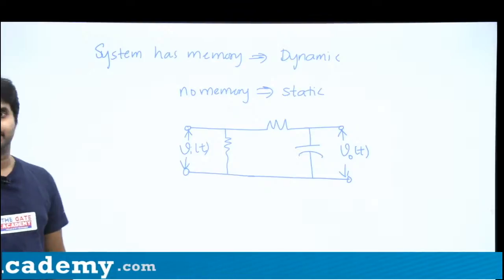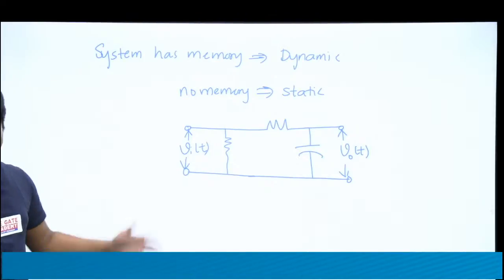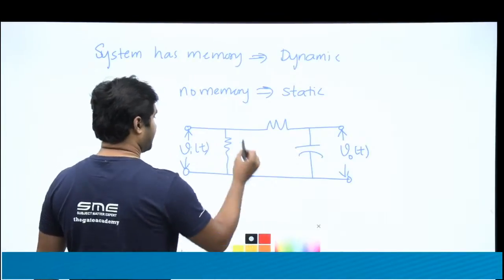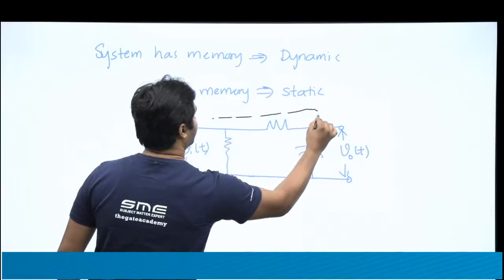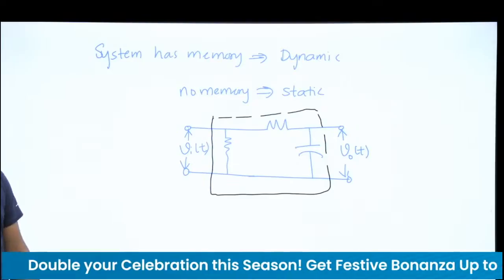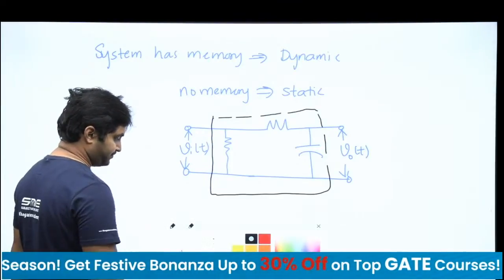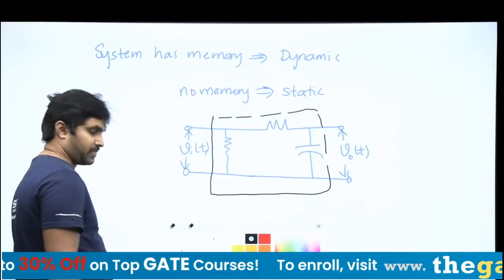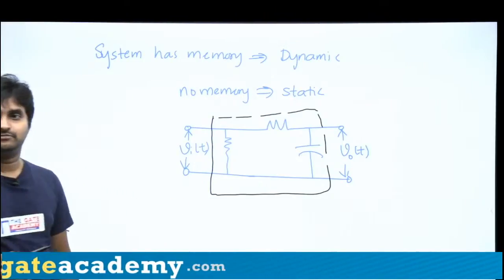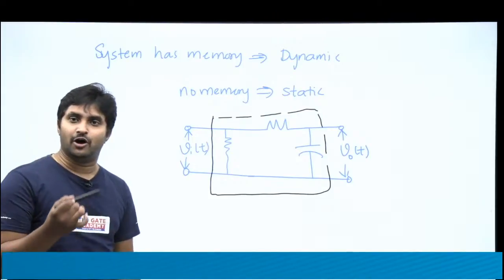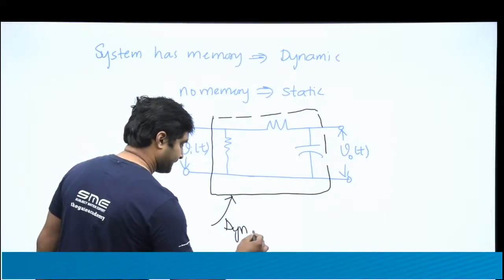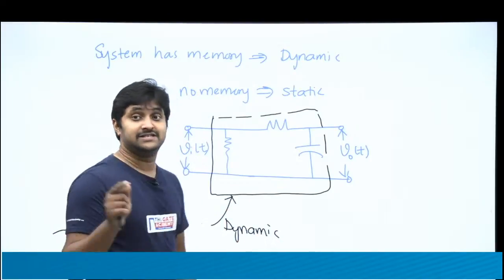Can you please tell me whether it's a static system or a dynamic system? This is my system, isn't it? You have an input, you have an output. Is it a static system or a dynamic system? This is an example of a dynamic system.